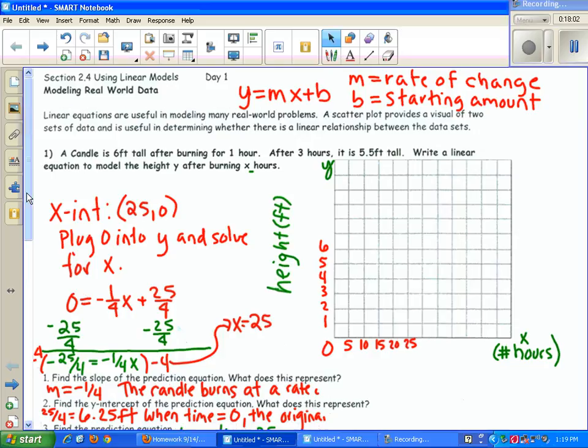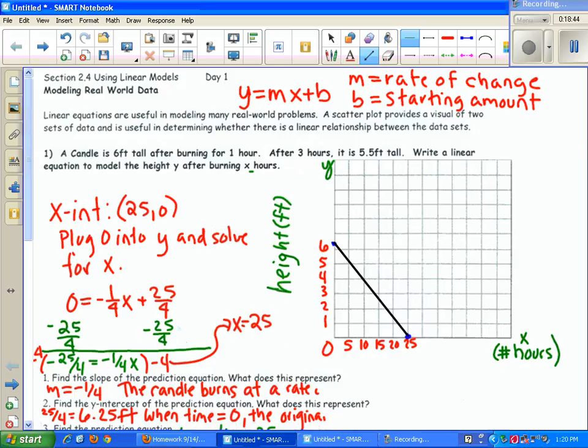So for this next part, I just want to go ahead and graph it. I already know what my y-intercept is. I know it's 6.25, so it's a little bit more than 6. And we just found our x-intercept is (25, 0), which would be right here. Then again, of course, on your paper, you're going to get your ruler out and connect the dots. And since I don't have a ruler, I'm just going to see if I can try to make a straight line. Okay, and so this is what my graph would look like.